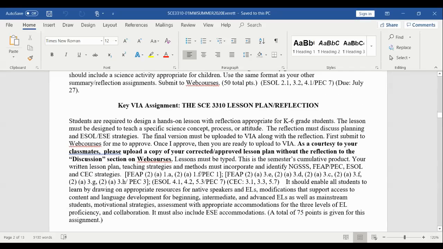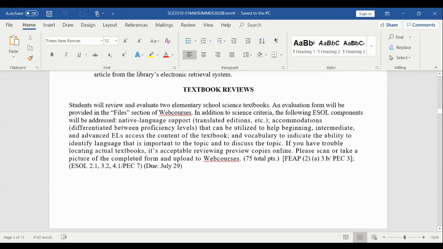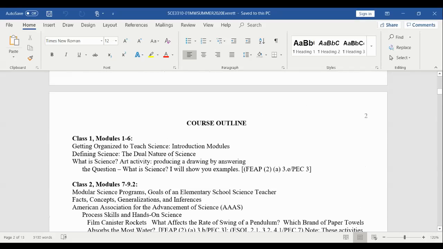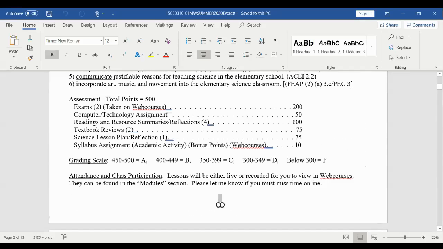Before I go to the mini lesson, let me go back. I don't remember if I talked about the exams. I'll go over this again because this is very important. 500 total points. There are 2 exams. You take them on WebCourses. We'll review, then I'll open them up for a week. Computer technology assignment, the 4 resource summaries, the textbook reviews, the lesson plan, which we'll talk about next in more detail.